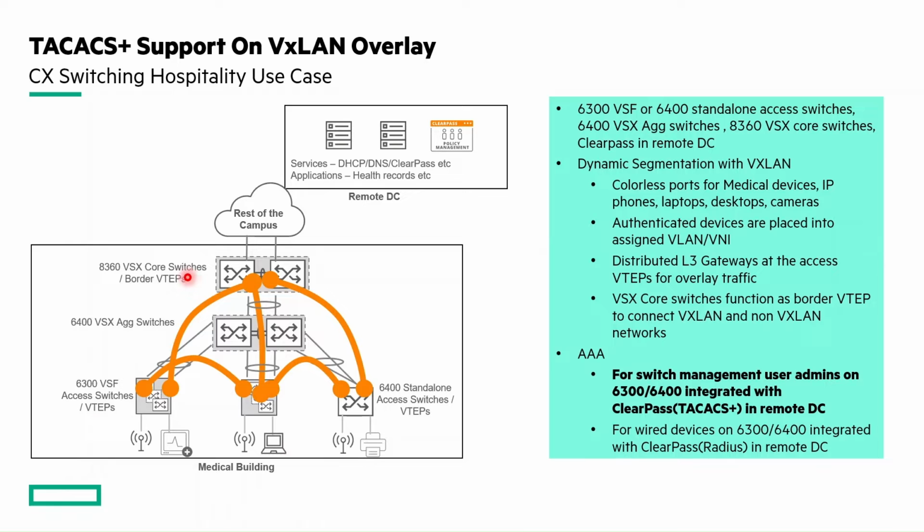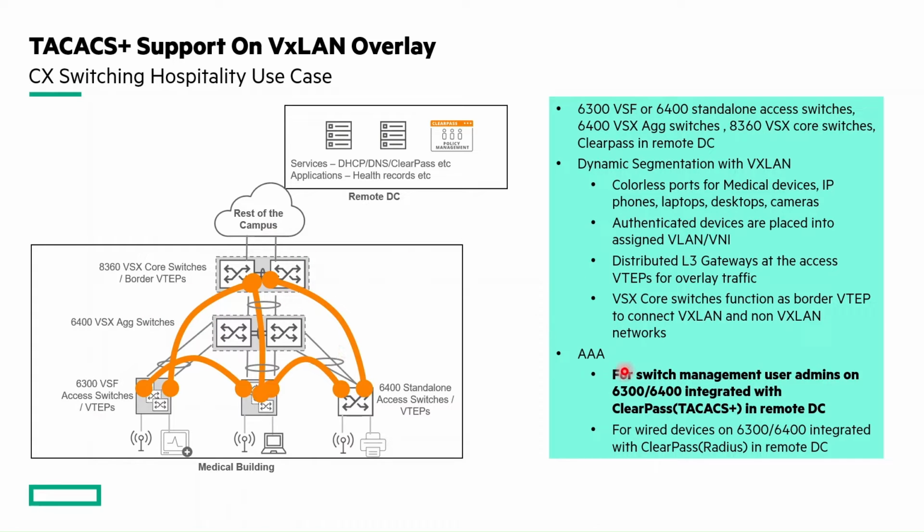And there will be 6400 VSX aggregation switches and 8360 VSX core switches acting as border VTEPs. So we will be achieving dynamic segmentation with VXLAN. So colorless ports for the medical devices. And once these devices are authenticated, they are placed into the assigned VLAN or VNI. And the distributed L3 gateways at the access VTEPs for the overlaid traffic. And the VSX core switches function as border VTEPs to connect the VXLAN and the non-VXLAN networks.